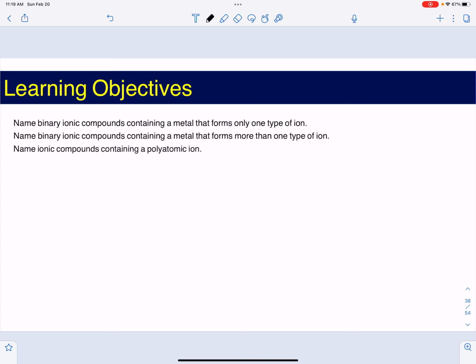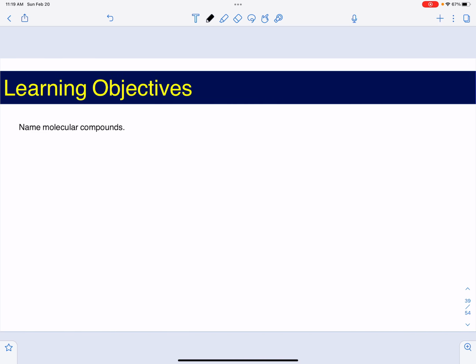So with that said, we have covered how to do binary ionic with only one type of ion, binary ionic with more than one type of ion, and non-binary polyatomic ions. And that would be a good place to start, because when we come back, we're not going to do ionic compounds anymore. We're going to start doing molecular compounds, where the subscript that I told you not to worry about on the ionic is going to be extremely important on the molecular compounds. So I'll see you the next time. Take care.